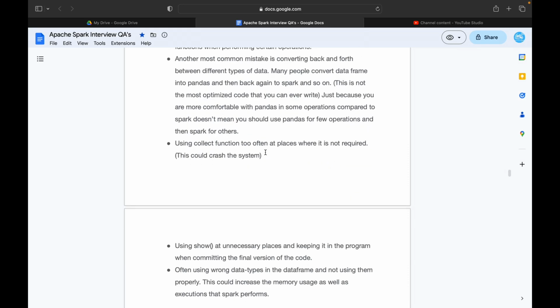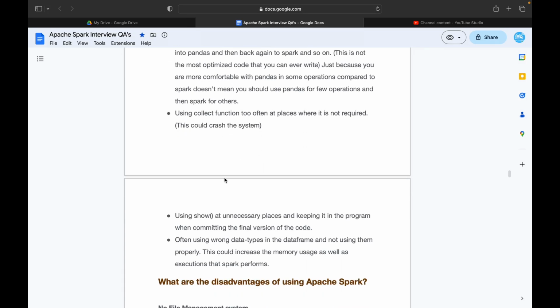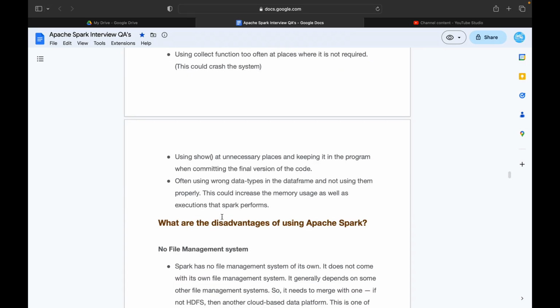And then using the collect function whenever it is not required, and using the show function also whenever it is not required. This is also a common mistake made by Spark developers.